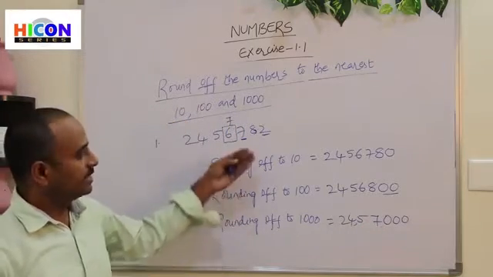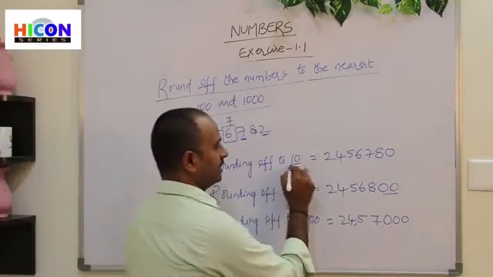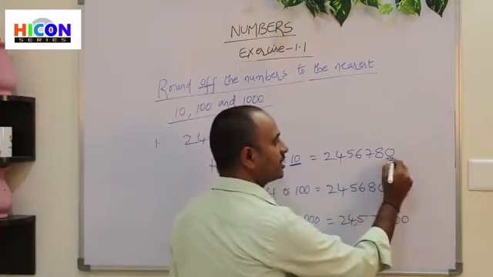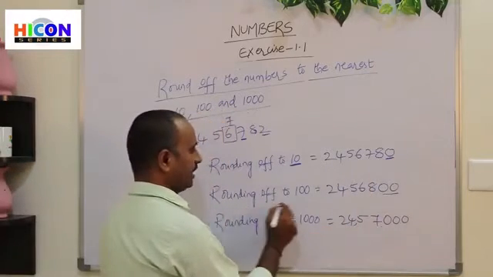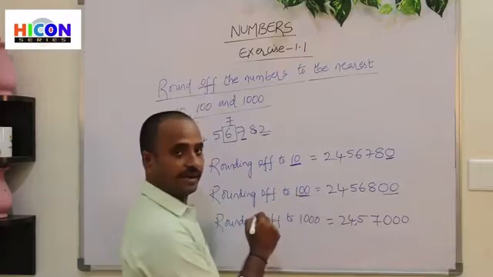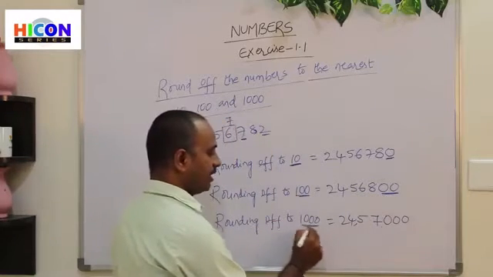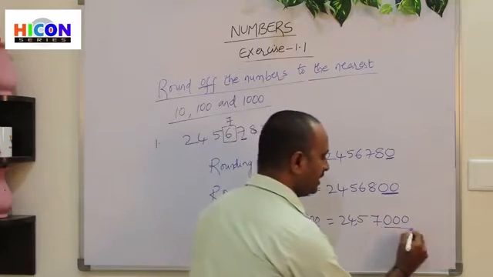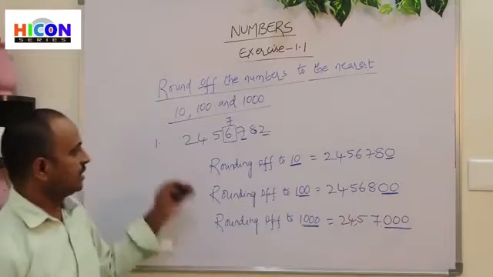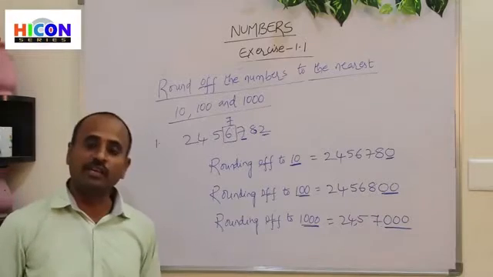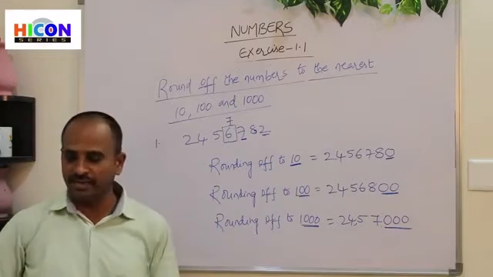So children, let us see carefully. If the given number is rounded to the nearest 10, the answer shall contain 1 zero. If the given number is rounded off to hundreds, the answer shall contain 2 zeros. And if the given number is rounded off to 1000, the answer shall contain 3 zeros. So this is the way how to round off the given number to the nearest tens, hundreds and thousands.